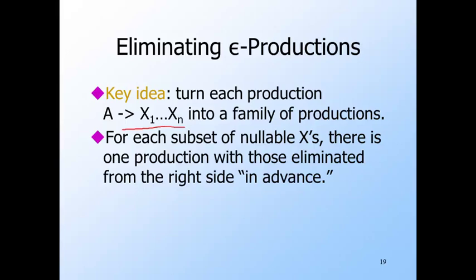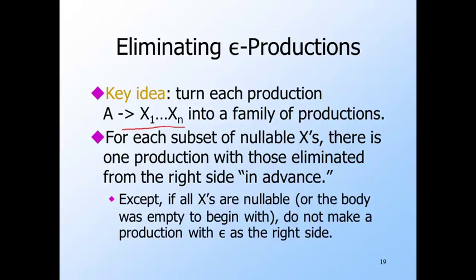That is, we form one production for each set of positions that hold nullable symbols, not just for each set of nullable symbols. However, in the special case that all the xi's are nullable symbols, we do not consider the set of all positions, and we do not create a new production with the epsilon body.